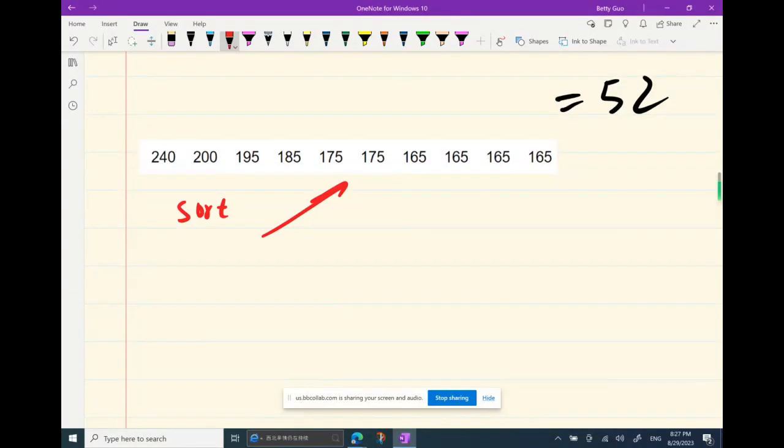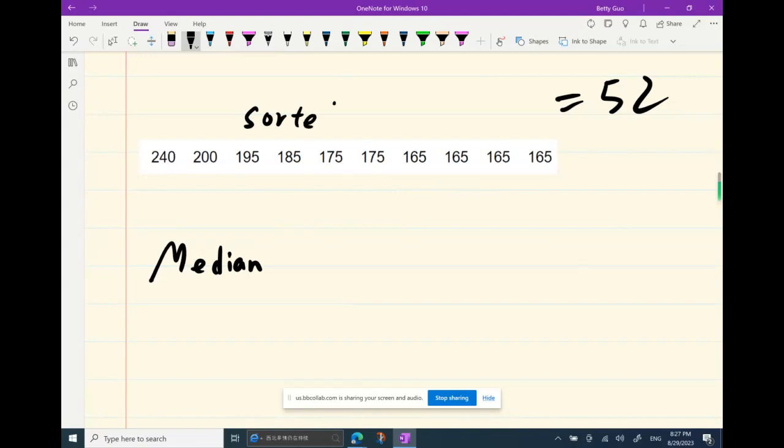Sometimes the data set is given in order. Actually, when I'm looking at this one, this data set is in descending order. What do you think? 240, 200. It's already sorted in descending order. It really doesn't matter. Descending order or ascending order, both would work if the goal here is to find the median. So make sure it's sorted.